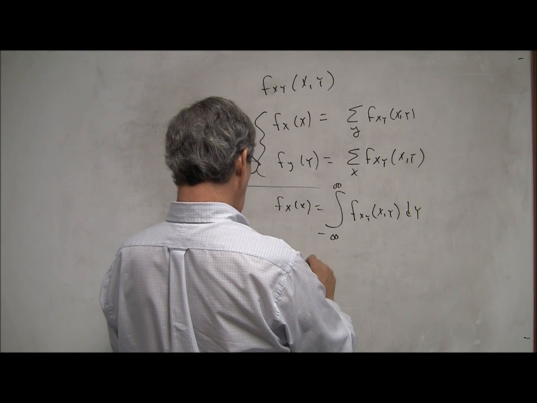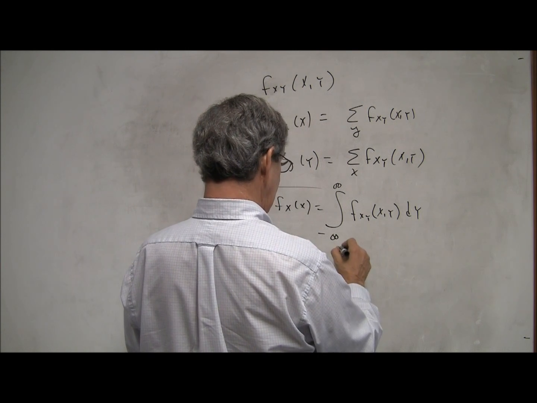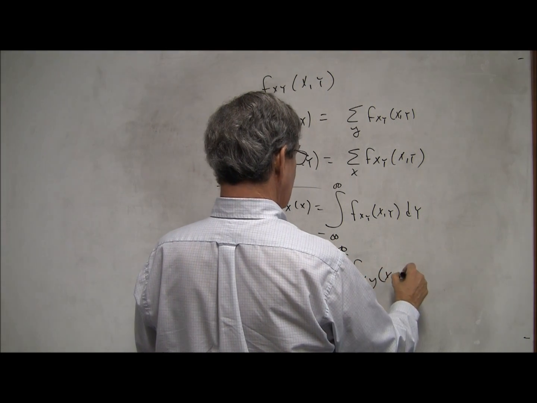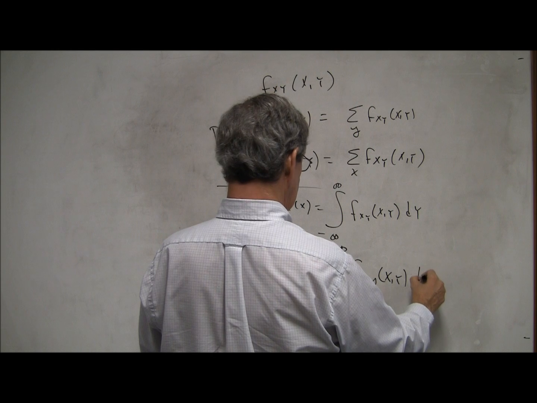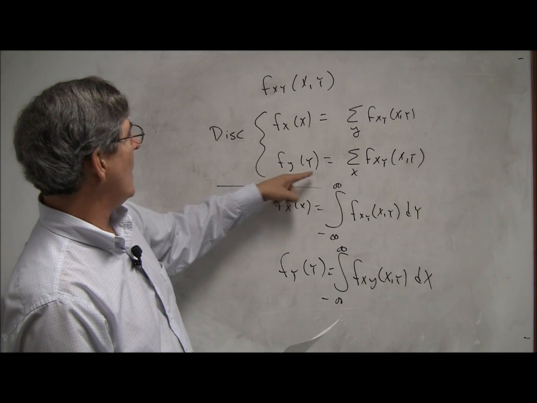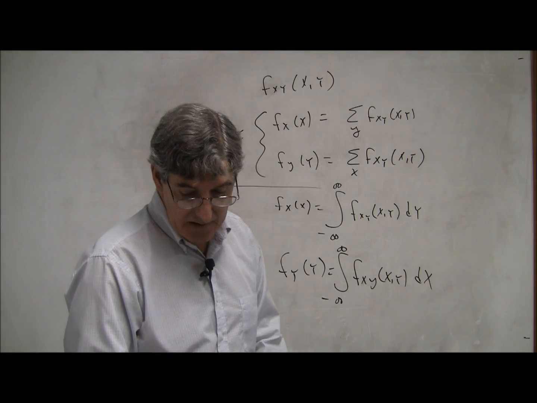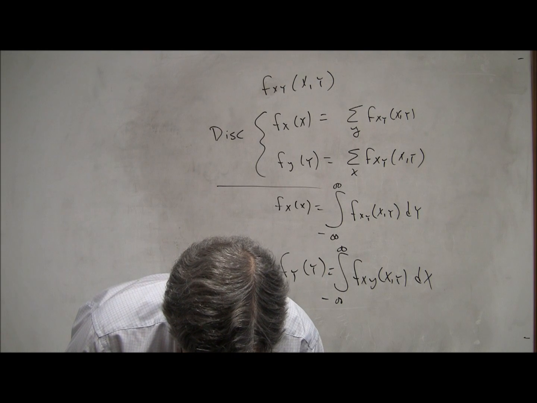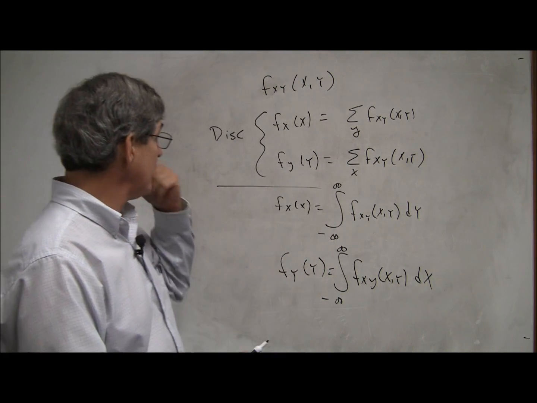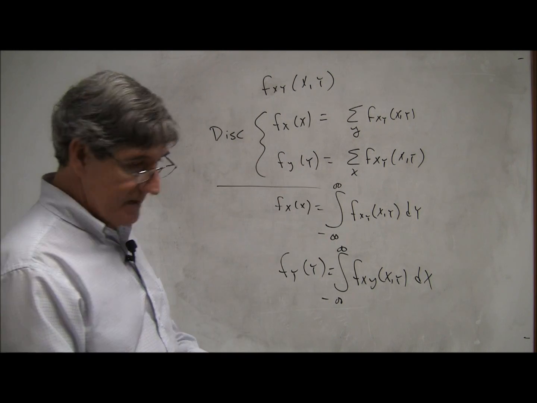Similarly, fy of y would be the integral from minus infinity to infinity of the joint distribution. But this time we sum in the x direction. We sum across the x's. Just like in the discrete case, when we get fy of y, we sum over the x's. Here we sum over the x's as well. I left that out last time, so I wanted to make sure that I wrote down the continuous formulas for that.